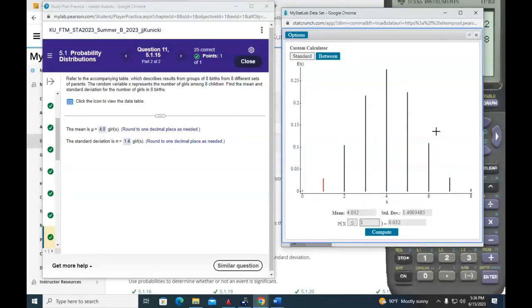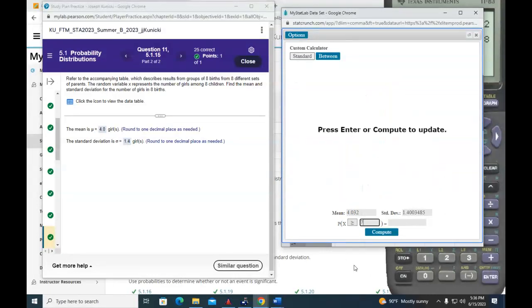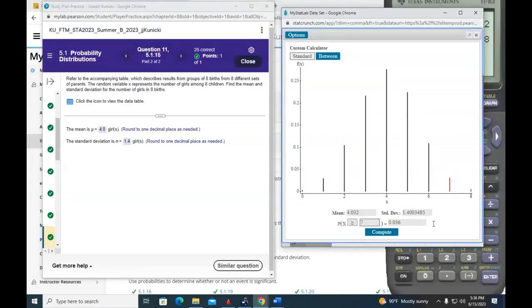And by symmetry, it's going to be the same if I did x greater than or equal to 7. If that includes 7 and 8, you see it's less than 5%. So it's not quite 95, but it's close. That's my 95% confidence interval from 2 to 6. We're 95% confident that the true mean is between 2 and 6.